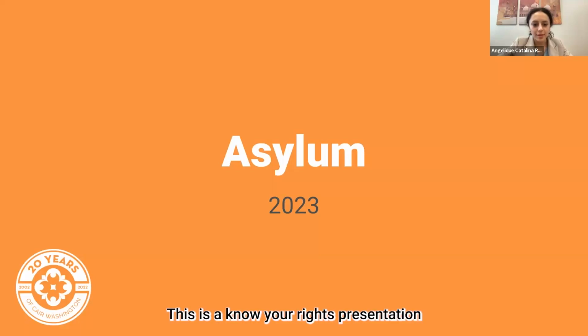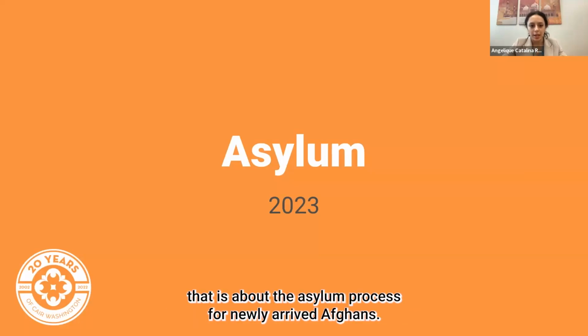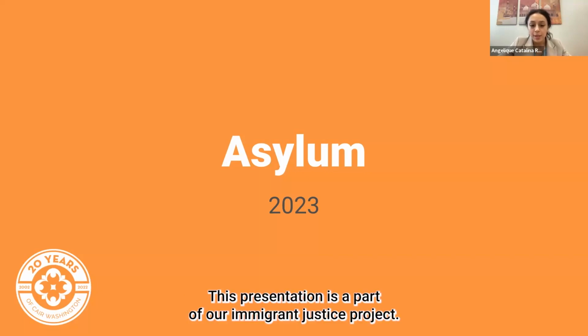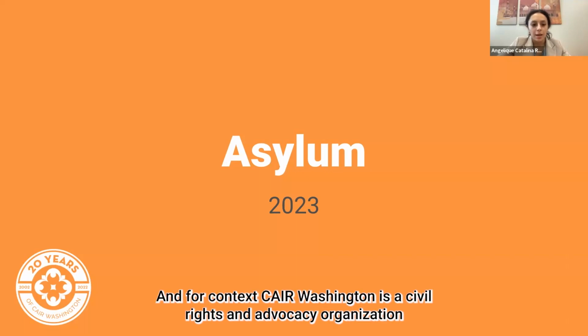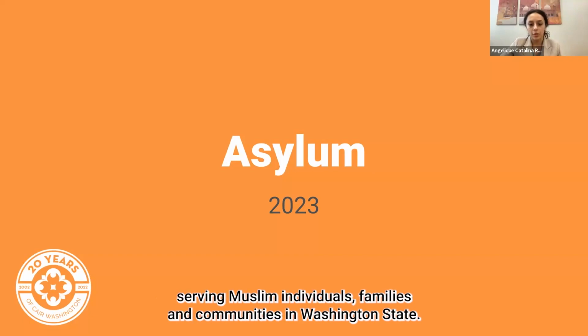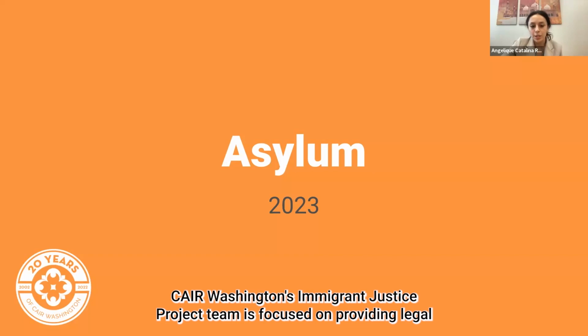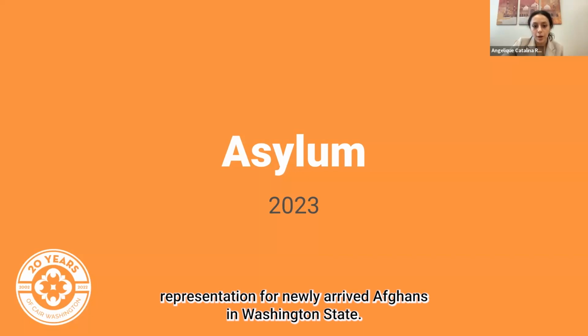Hi, everyone. This is a Know Your Rights presentation about the asylum process for newly arrived Afghans. This presentation is a part of our Immigrant Justice Project, and for context, CAIR Washington is a civil rights and advocacy organization serving Muslim individuals, families, and communities in Washington state. CAIR Washington's Immigrant Justice Project team is focused on providing legal representation for newly arrived Afghans in Washington state.